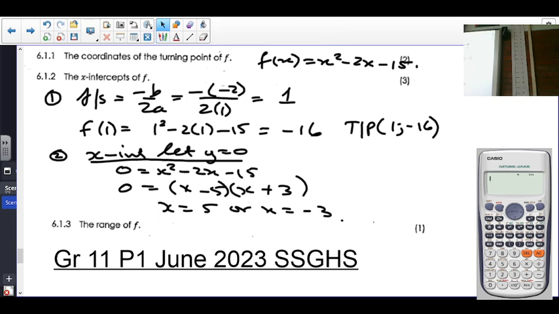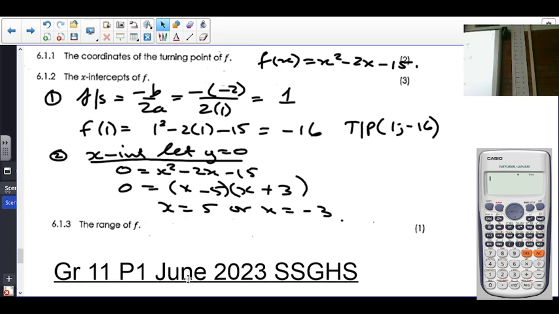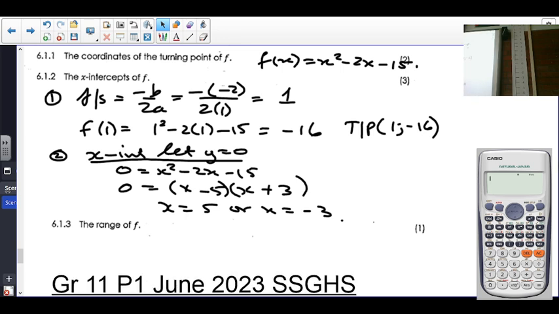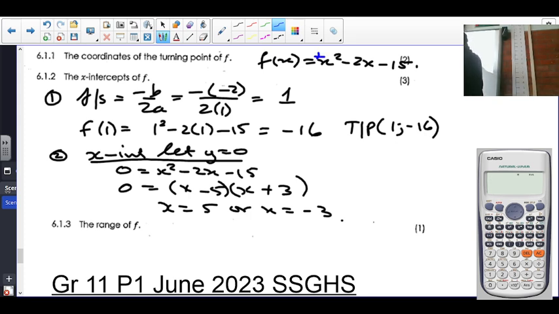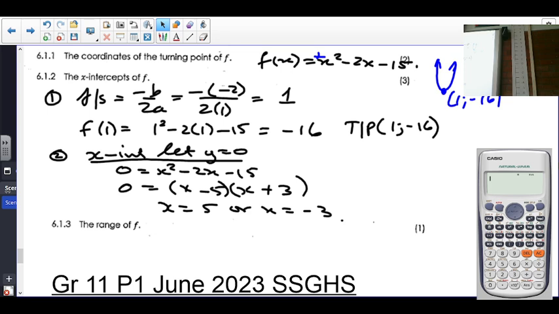6.1.3, the question says determine the range of f. So again, is this graph smiling or frowning? It is smiling. There's a minimum value of negative 16 occurring at x is equal to 1. So what is the range of this graph? Y must be more than or equal to negative 16. Must be equal as well. Okay.